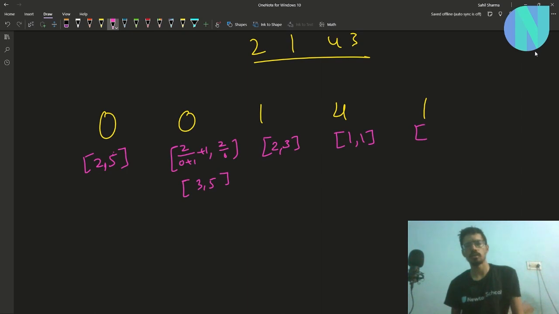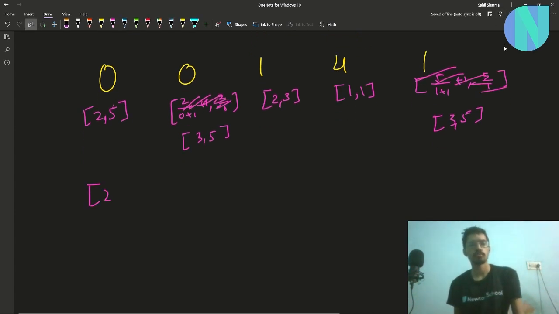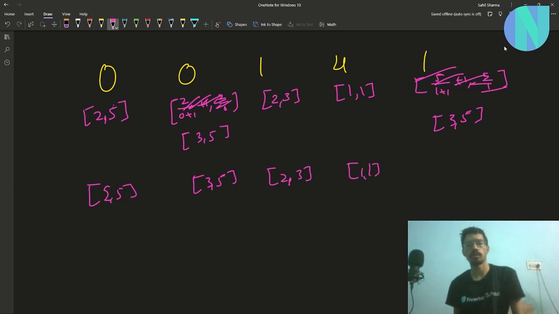And again here it must be 5 over 1 plus 1 plus 1, that is 5 over 1. So here you get 5 by 2, right? 2.5, 3. So you will again get 3 by 5 here, right? So you will get the following ranges. You will get 2,5, you will get 3,5, you will get 2,3, you will get 1,1, and you will get 3,5.